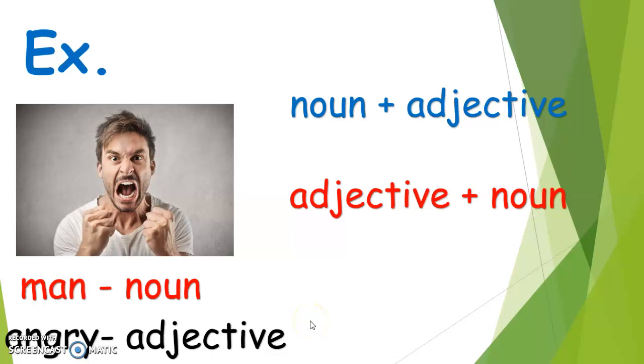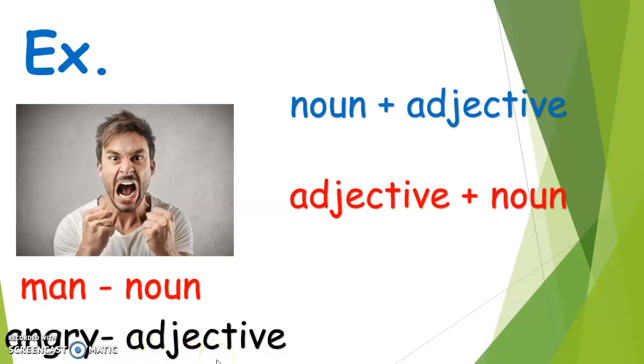Okay, students, to make your worksheets, this is how you're gonna do it, okay? I will explain in a brief explanation, okay? You have here man. This is man, okay? The picture here is a man. Man is a noun. And you have angry. Angry is an adjective.